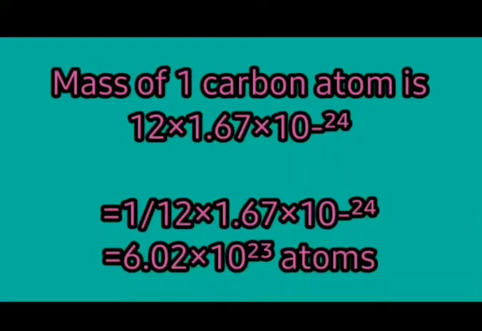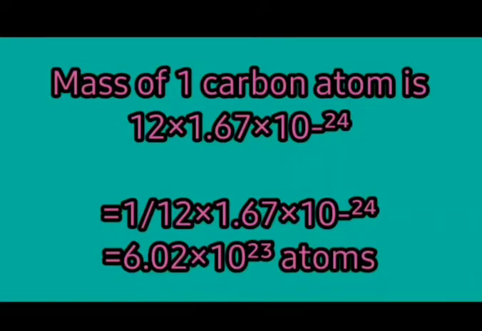So now the number of carbon atoms in 1 gram, first you have to calculate in grams, equals 1 by 12 into 1.67 into 10 to the power minus 24. But because the atomic mass of carbon equals 12, if we take 12 gram instead of 1 gram, the number of carbon atoms in 12 gram equals 12 by 12 into 1.67 into 10 to the minus 24. So what you will get?